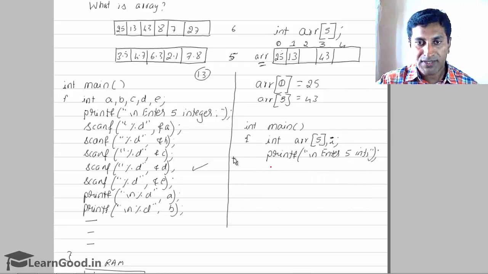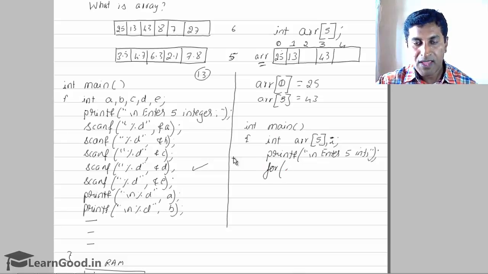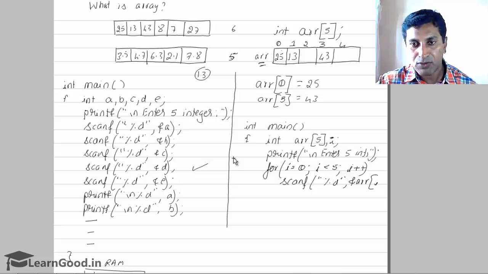What you can do here is, to generate this 0, 1, 2, 3, 4, you take a for statement where you initialize your I value equal to 0, I is less than 5, that means it will go up to 4, and then I plus plus. And here you can use a single scanf statement by giving scanf %d, that is ampersand of ARR of, instead of giving 0, 1, 2, 3, 4, you give ARR of I.